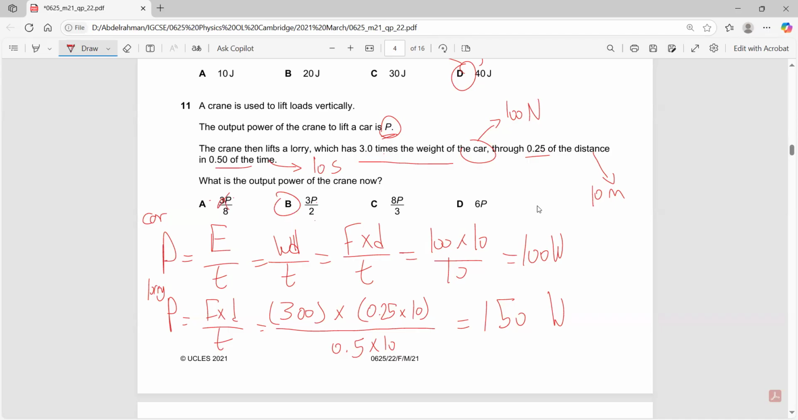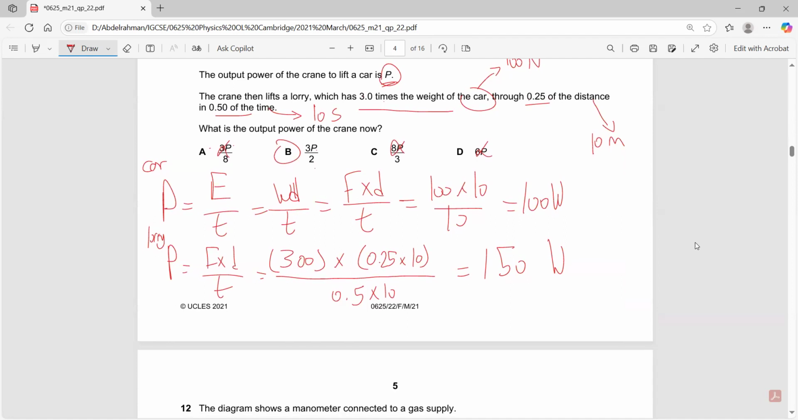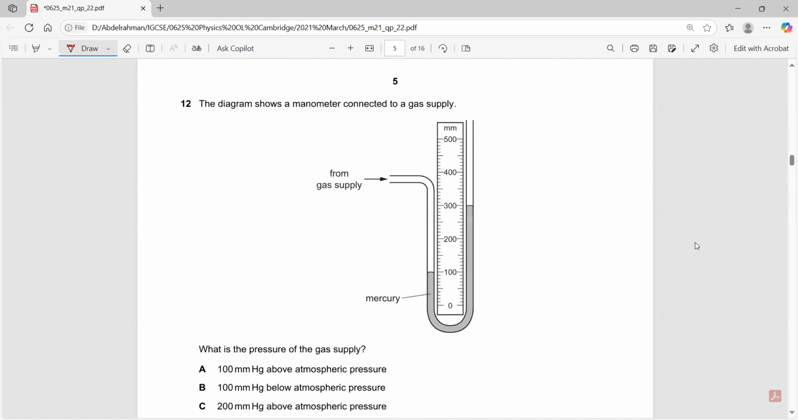C is wrong. D is 600 watts. This is wrong. C would be 800 divided by 3. I guess it's 266, which is wrong. Okay, so this is the only correct answer. Question 12 is cancelled.